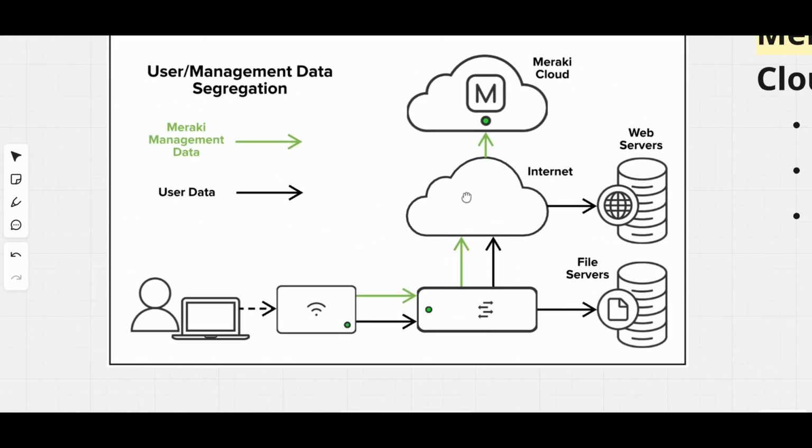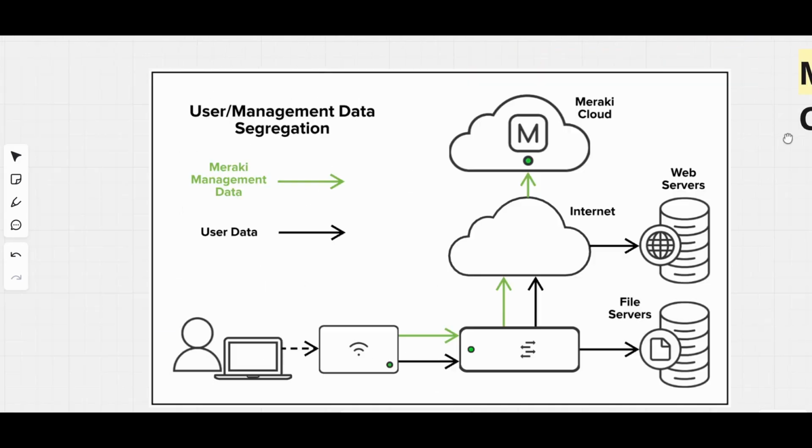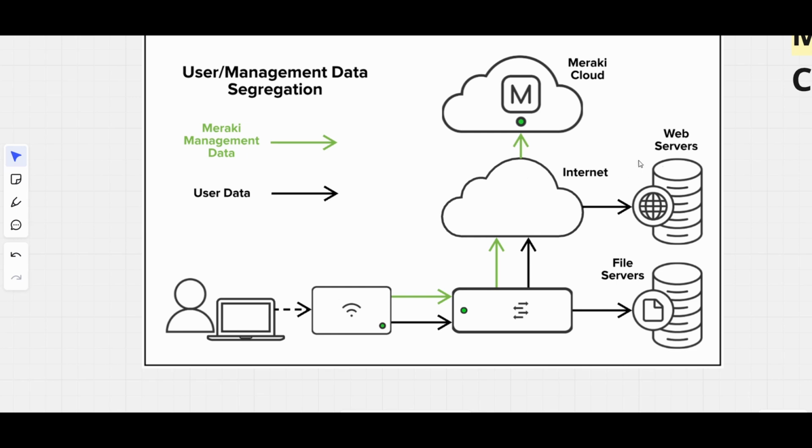Okay, if I add this image also, which is user management and data segregation. Here is the Meraki Cloud. Cloud magic. Okay. Internet, web servers, and file servers. Here is user data. Modem, after that ISP. Here is the file server, internet, web server, and above all, Meraki Cloud.